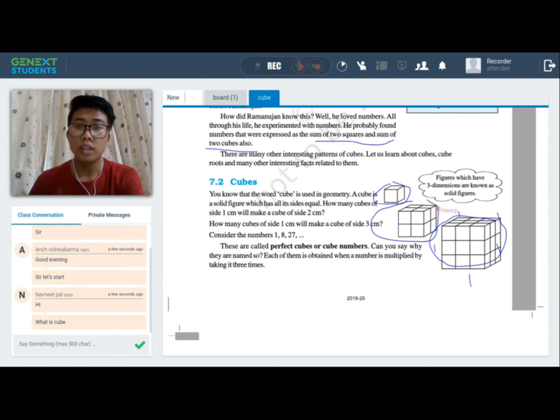Now, how does a cube work? For example, if you want to find the volume of this cube, you multiply length into breadth into height, 1 into 1 into 1. So it will give you 1 cube. That's how cube comes. The word cube is used in geometry. It is a solid figure which has all its sides equal. So here, if this is 1, all the sides are equal. Length, breadth, height, all of them are equal, and they exist as three-dimensional solid figures.